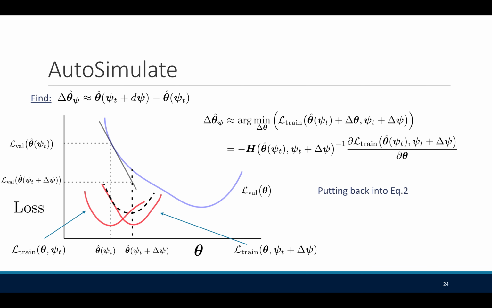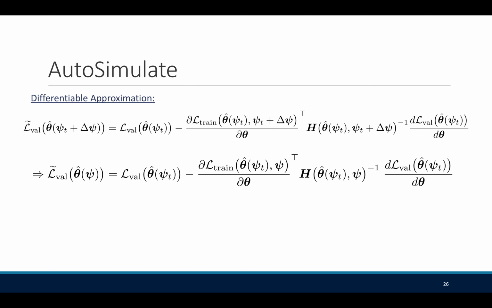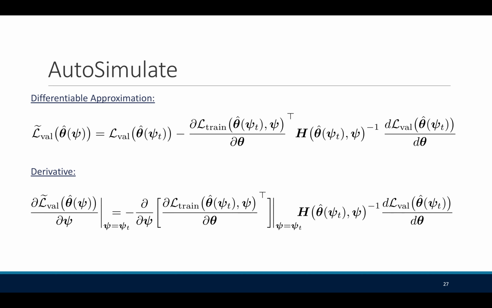Now we put this back into equation 2, which gives us the following equation. This can be seen as the differentiable approximation of our objective. It can also be written as the following. So it can be seen that now we have written a differentiable approximation of our objective and its derivative.